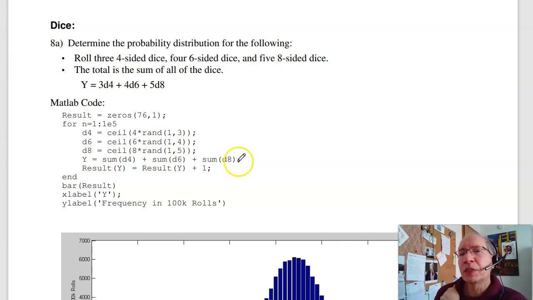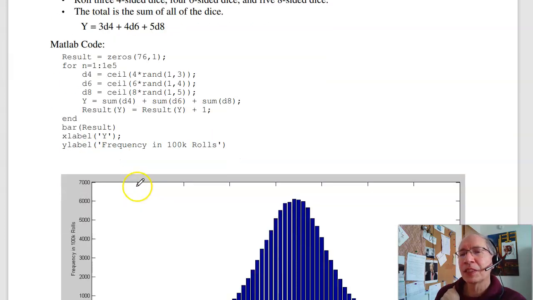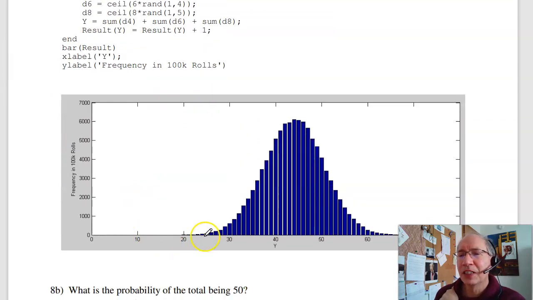One way to see what the distribution looks like is create a dummy variable called result, just a bunch of zeros, and then fill them in. If I got a 13, I'll increase the result of 13 by 1. If I got a 22, increase the result of 22 by 1. Repeat 100,000 times, and then look at how many times I rolled each number. That's a bar chart. The bar chart looks like this. So this is the frequency, how many times I rolled each number.